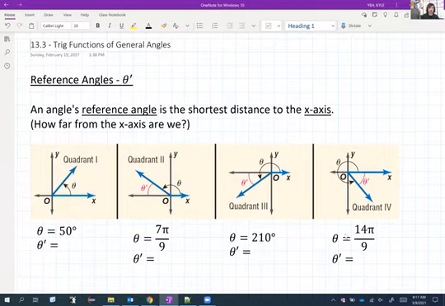So I'm going to grab my pen. Screen is shared, and let's start talking. So first note, and this is a note that we're going to talk about briefly right now, do a little bit of practice with, and then come back to later on in the lesson. It has to do with reference angles.